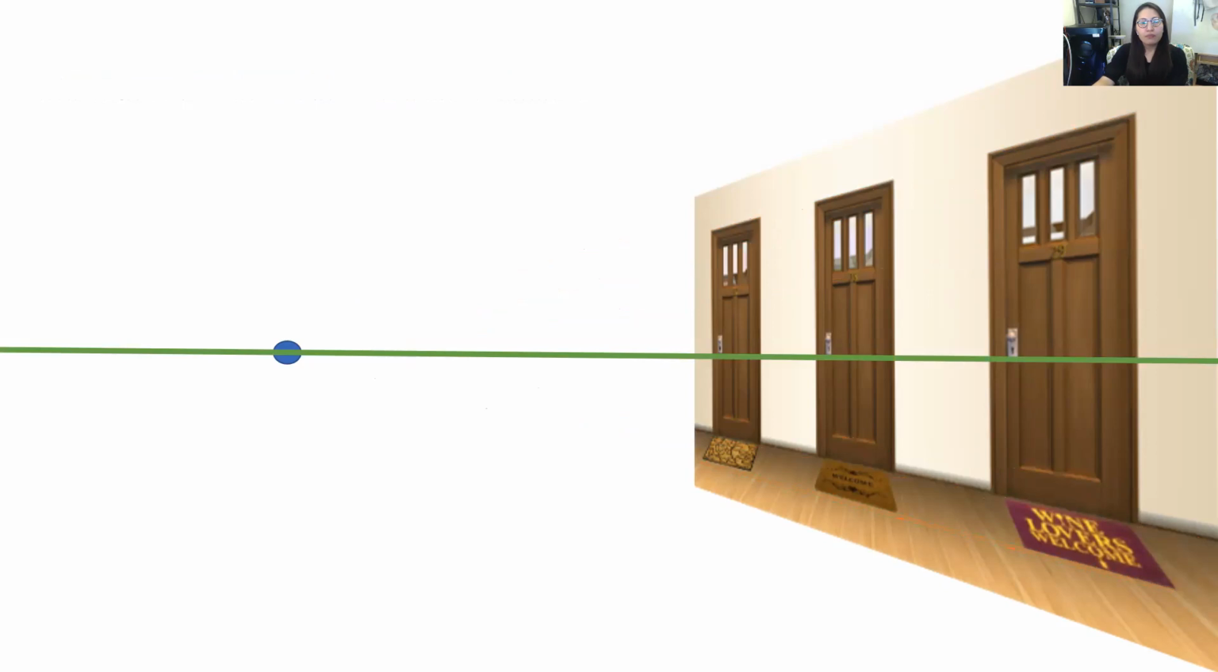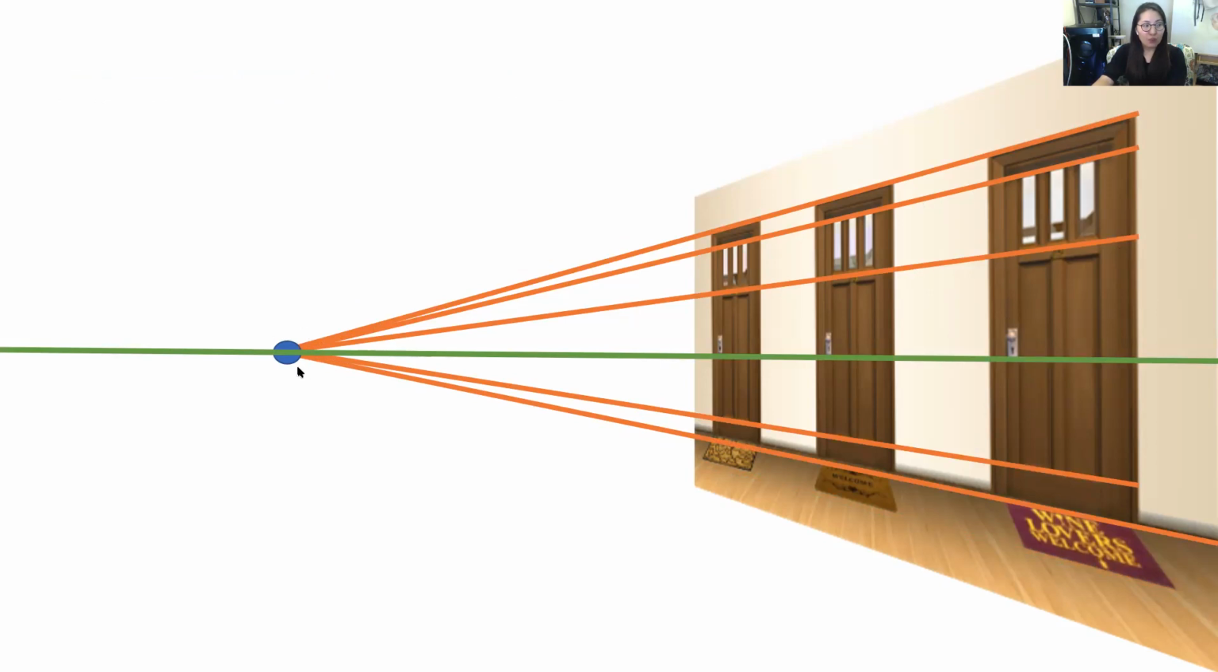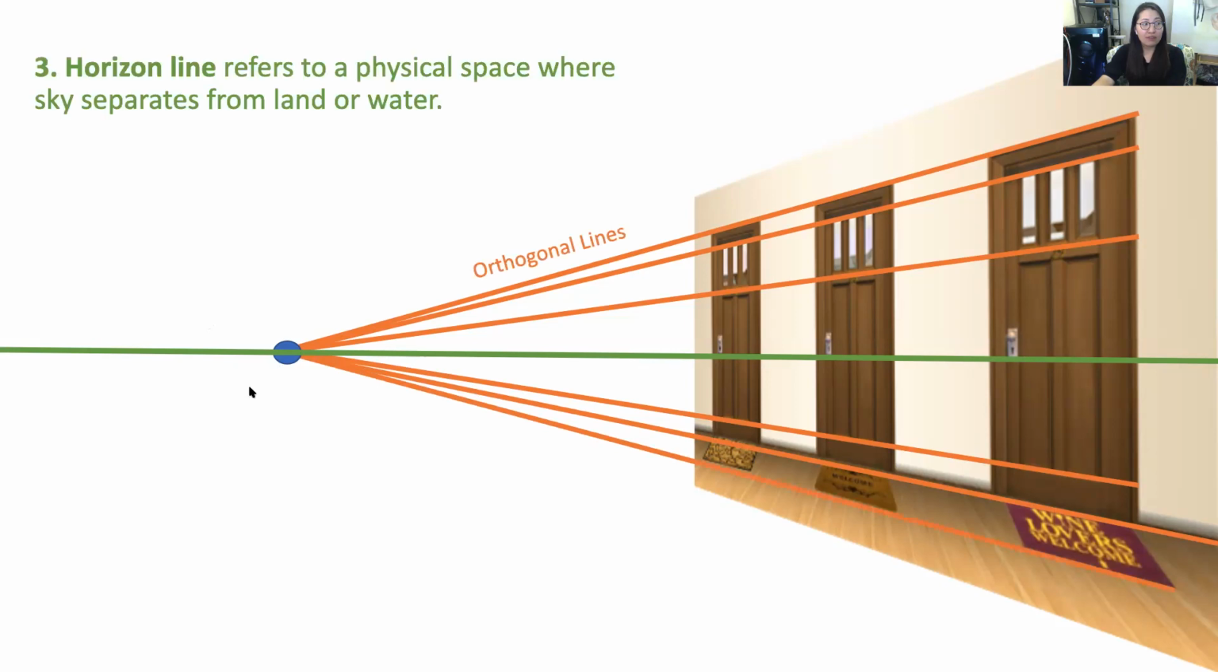So we know orthogonal lines and vanishing points. The last element, horizon line. So let's go ahead and zoom in and look at our doors again. We know all the orthogonal lines and the vanishing point. The horizon line actually rests on the vanishing point. It's always going to be resting on where the vanishing point is.